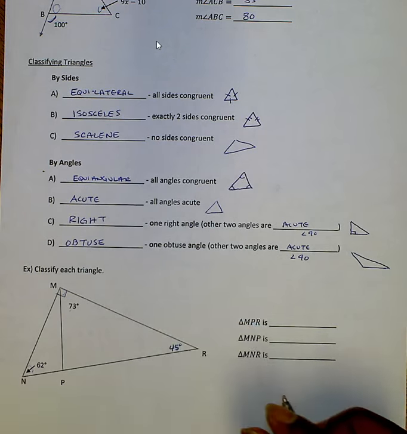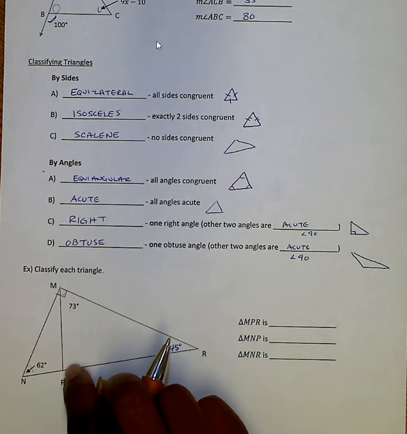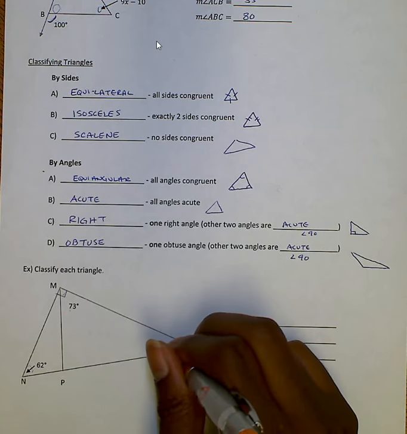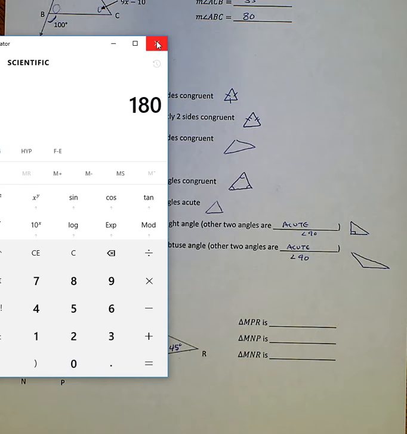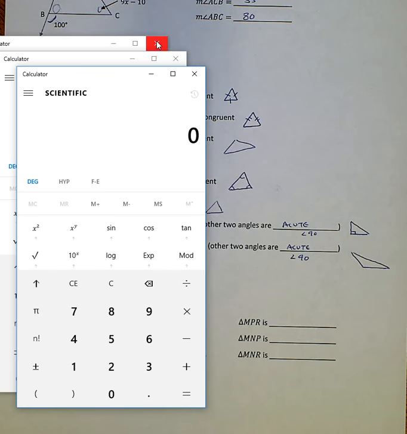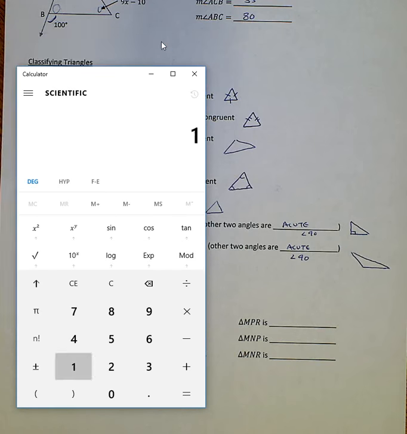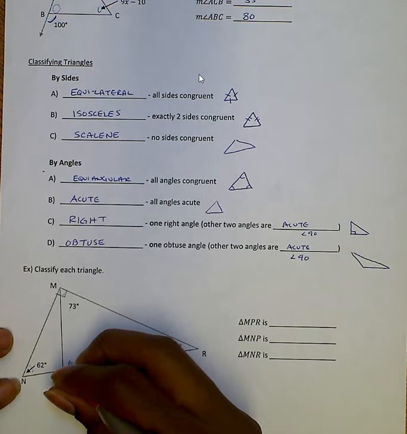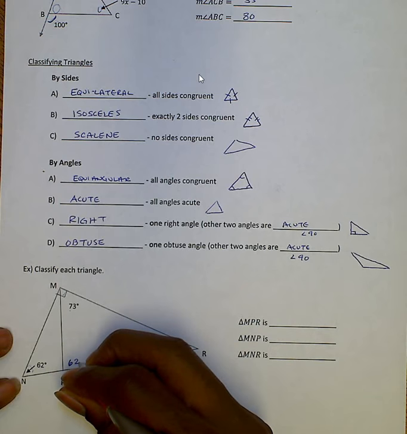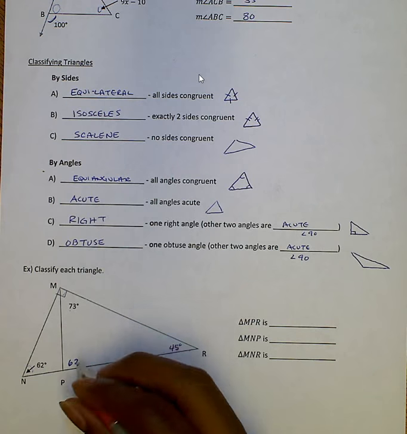Okay, now that I know that this is 45, I can find out this angle because these two together is 118. 180 minus 118. I think that's 62. Nope. Wow, did that wrong. 180 minus 118 is 62. And that's when the calculator is not faster. Okay, 62. And that means that this is going to be 118.